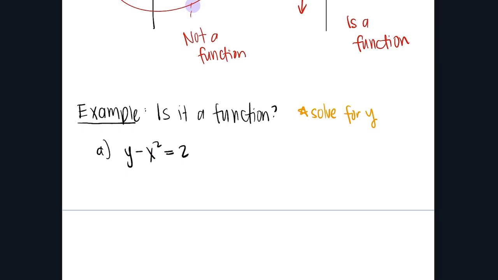So if I solve for y, this would just be adding x squared to both sides. This is really y equals x squared plus 2. So for every x value we plug in, how many different y values is this going to give me? If I choose just any random x value, is it going to give me more than one y value? No. So for this, each x has one y, which means this is a function.